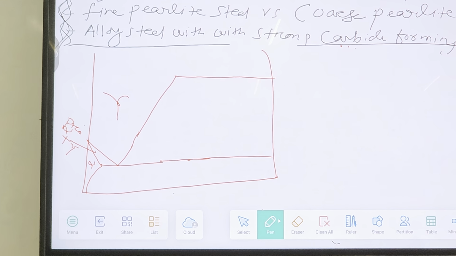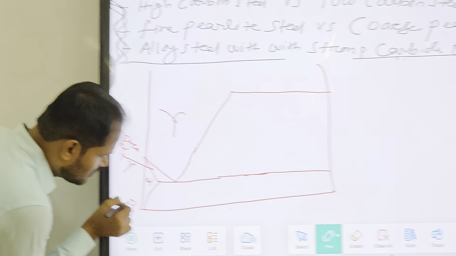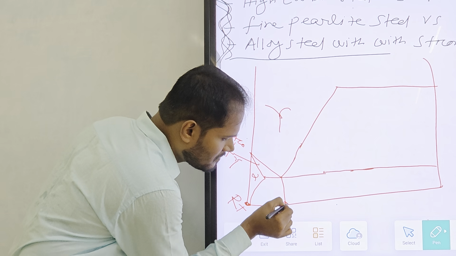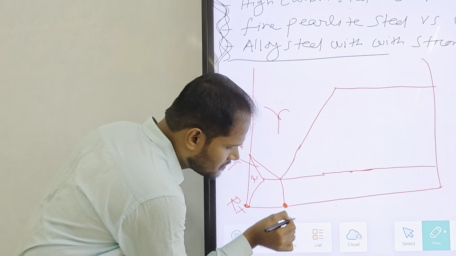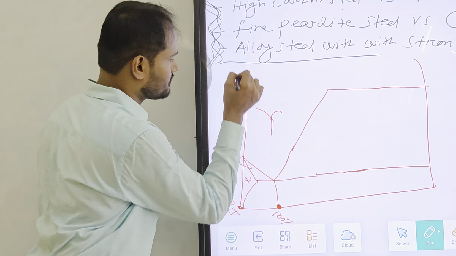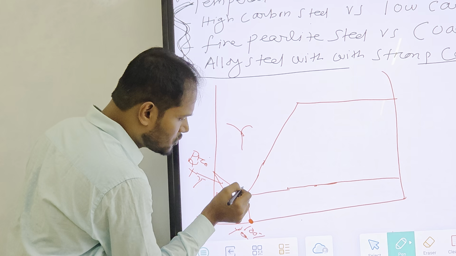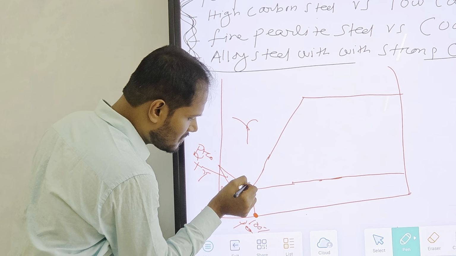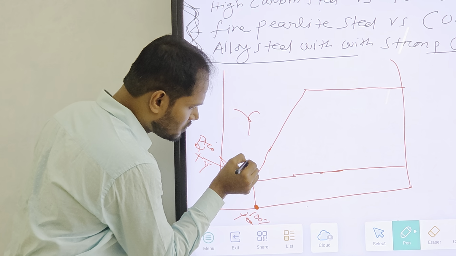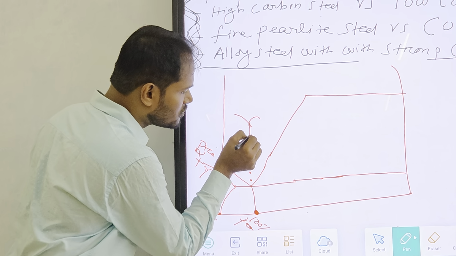Anyway, so you can see, this is room temperature. I am considering perlite here, 100% perlite. So I choose one temperature here, one temperature here, one here, here and here. Okay, I can choose many temperatures.